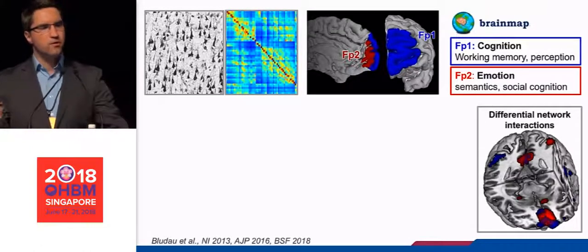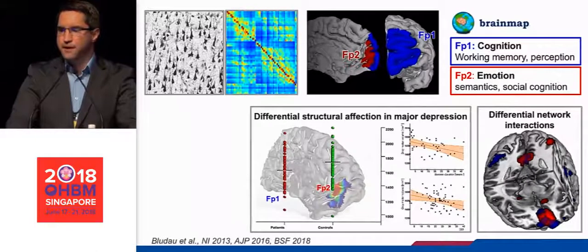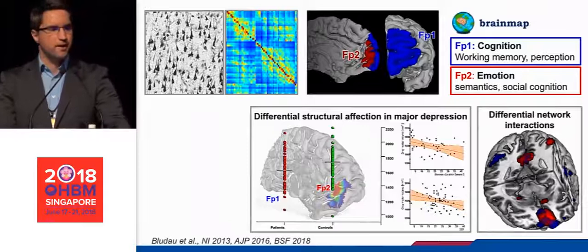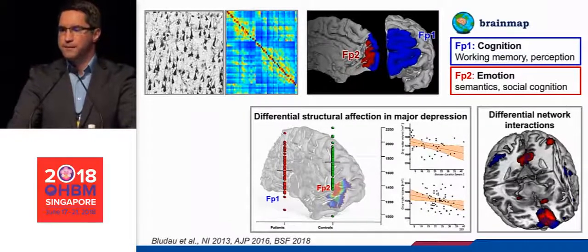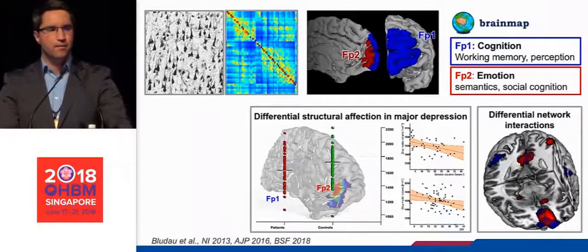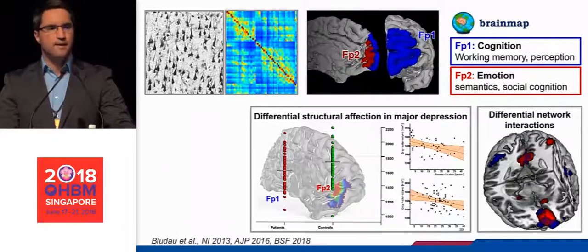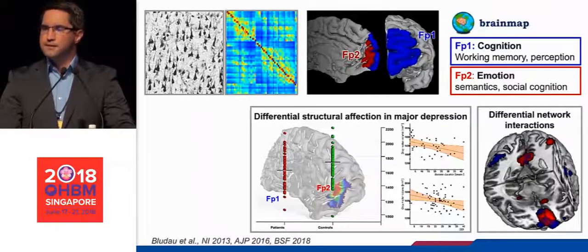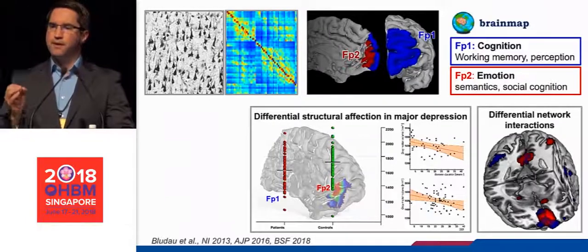Now we can also go into the clinical domain and ask, does that have a relevance? Here we studied about 80 patients with major depression compared to healthy controls. And what we saw is that only specifically the medial area, the red one that was involved in emotion processing and connected to the amygdala, only this area was affected by major depression, and that this affection also correlated with disease severity and duration.